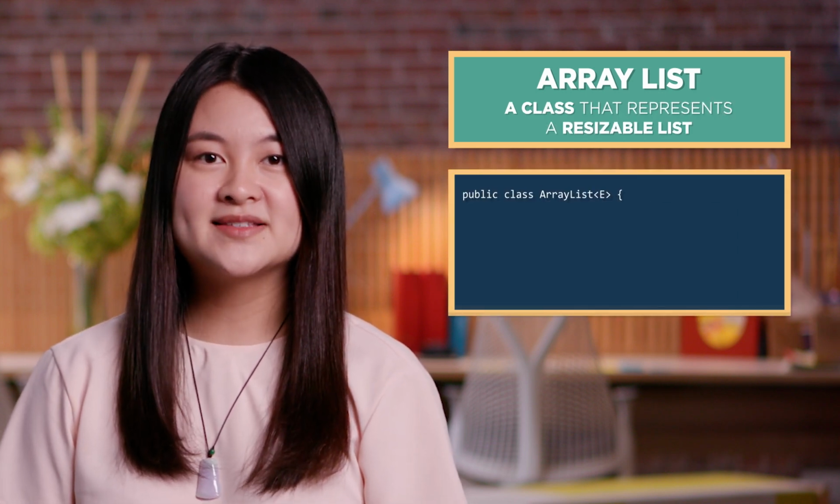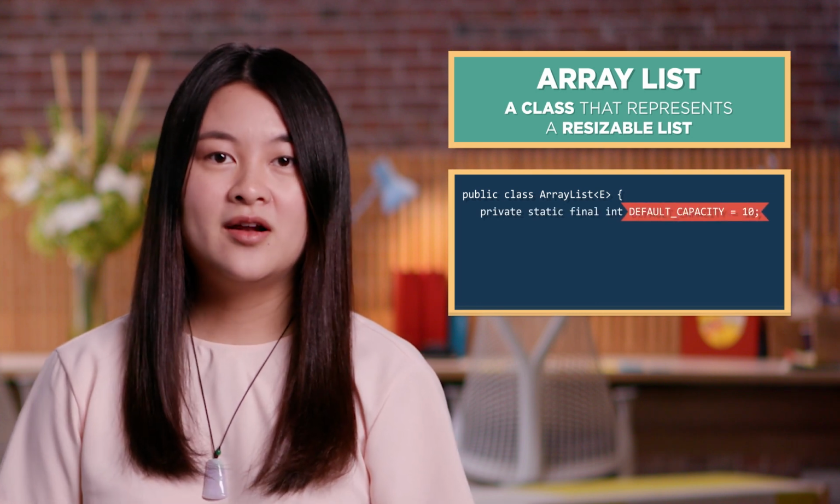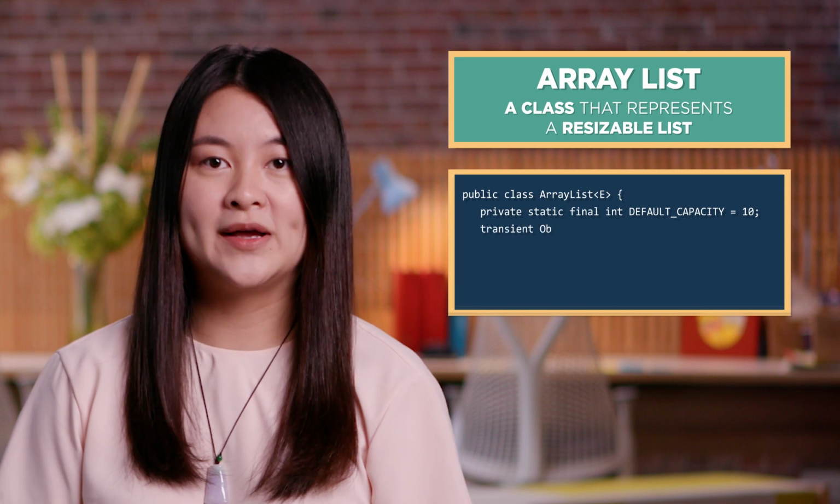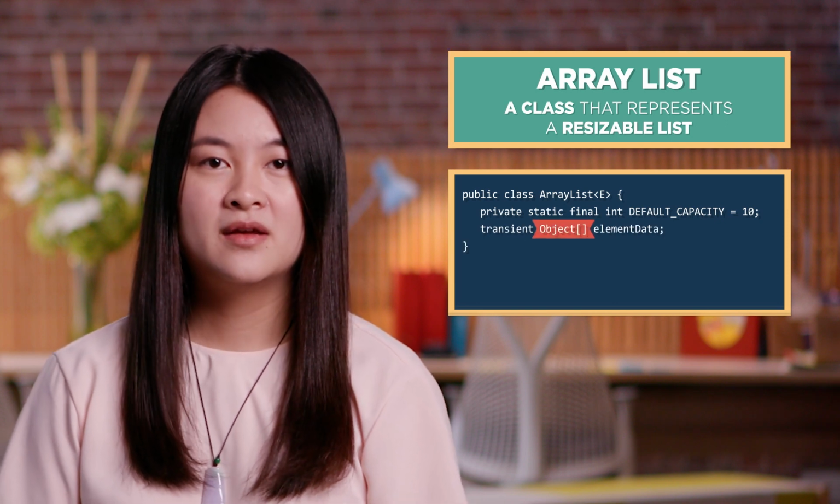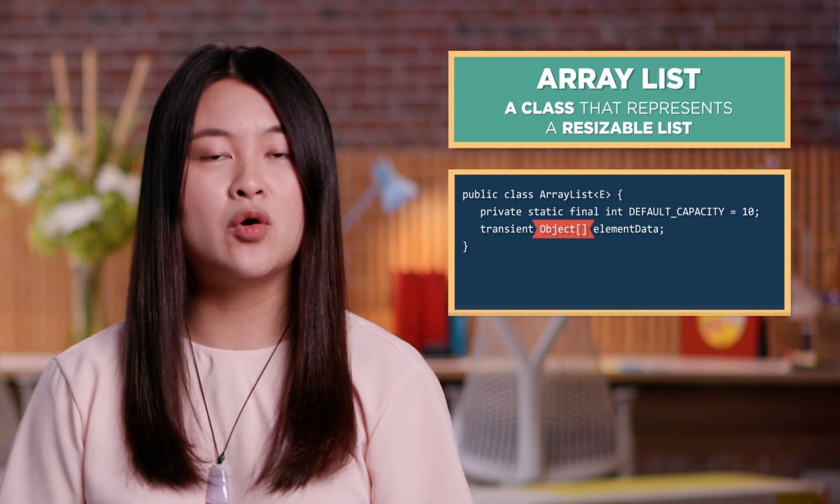The ArrayList class has a constant to set the default size to 10. It also has an instance variable for a 1D array. Since the 1D array type is an object, an array list can only hold objects. When items are added to an array list, it stores them in this 1D array.